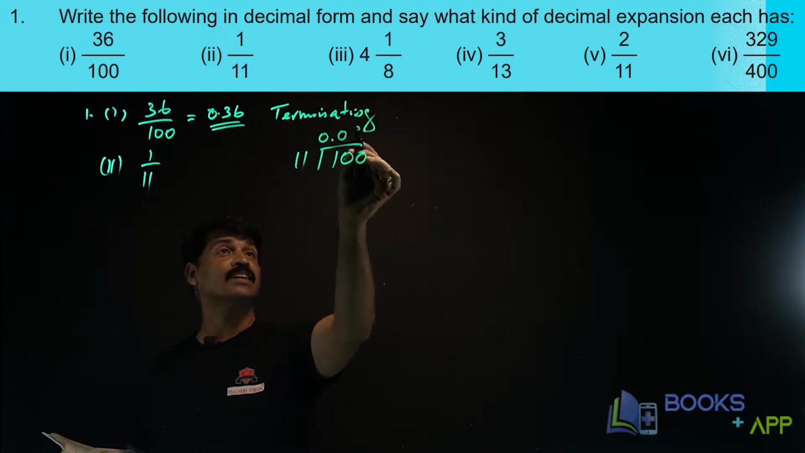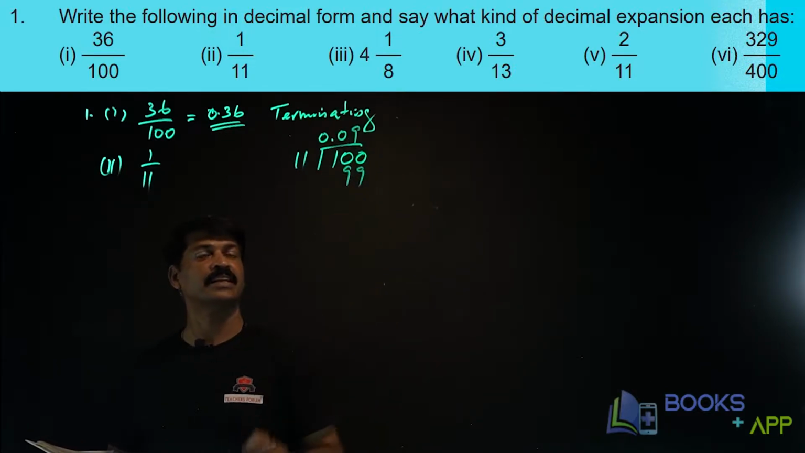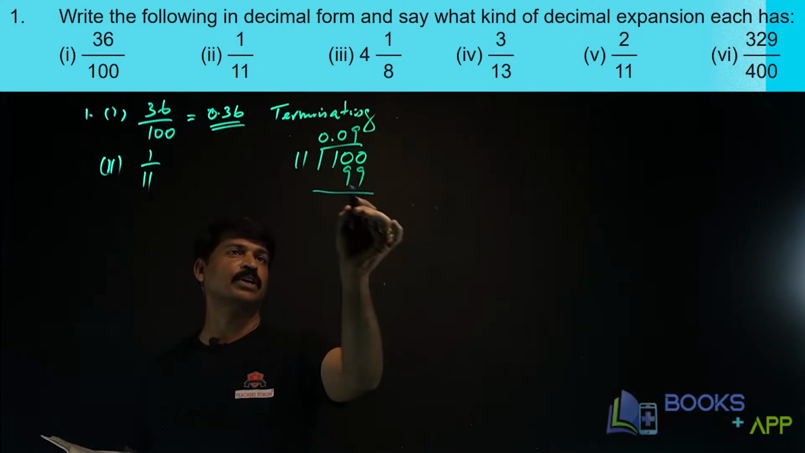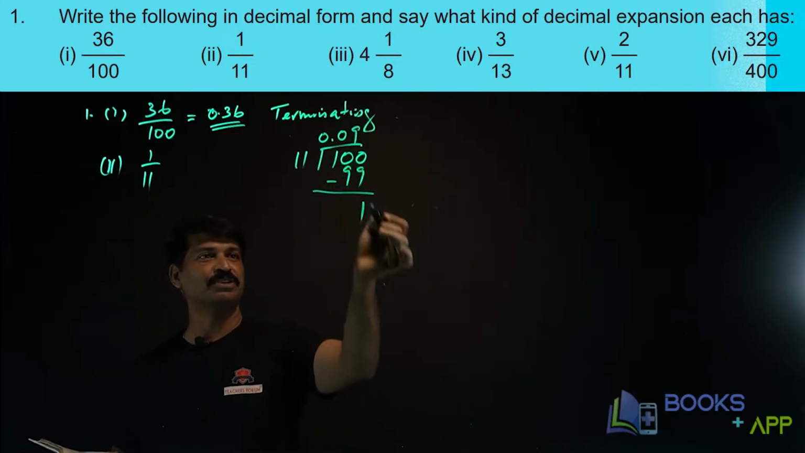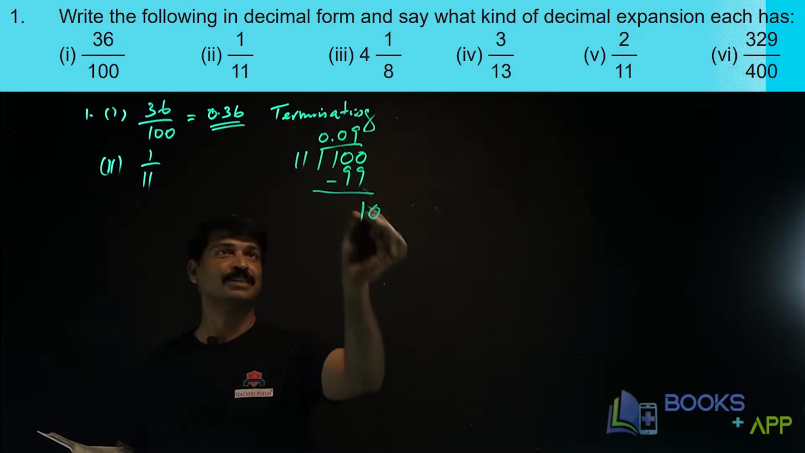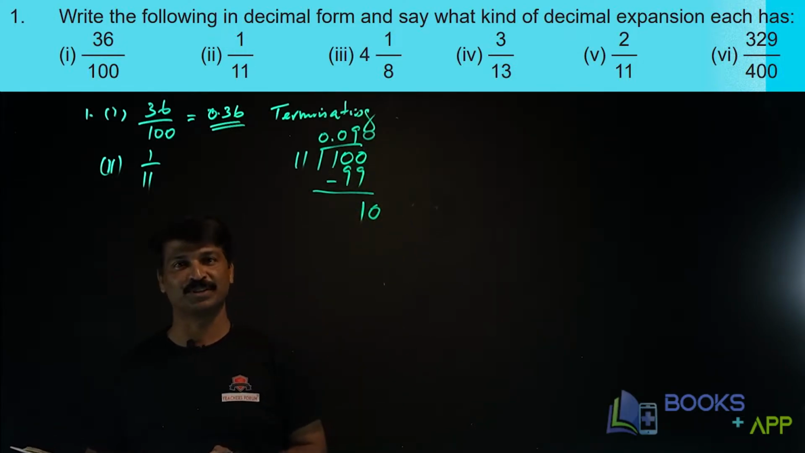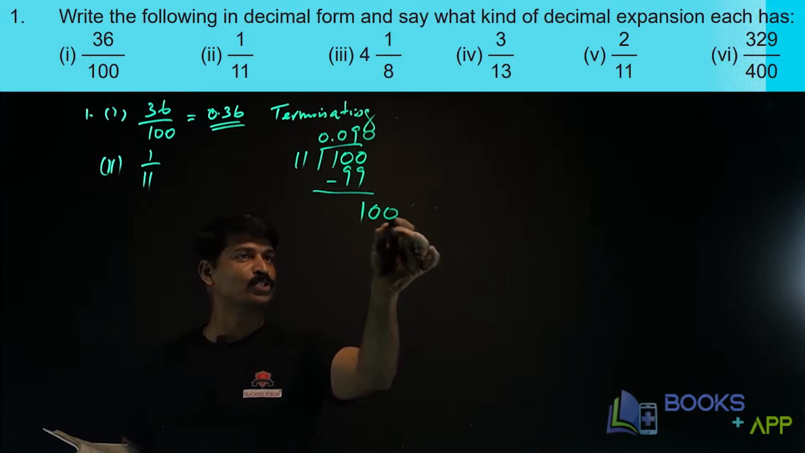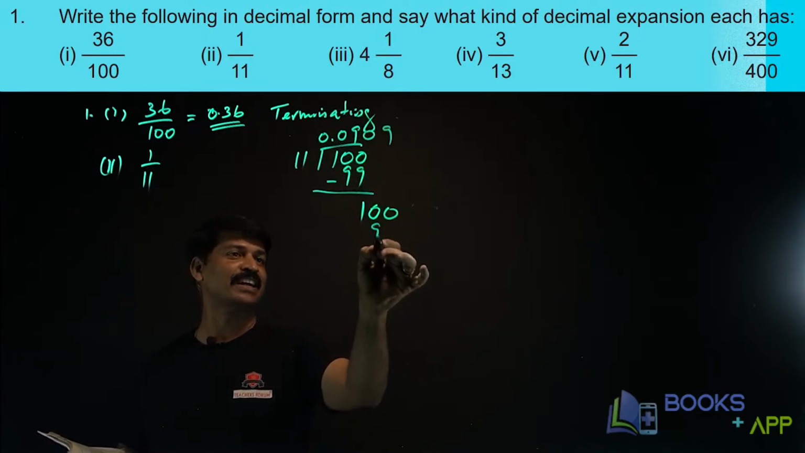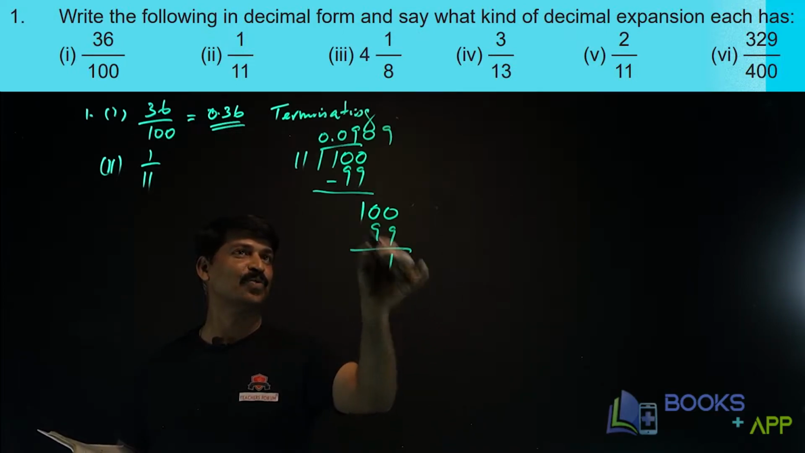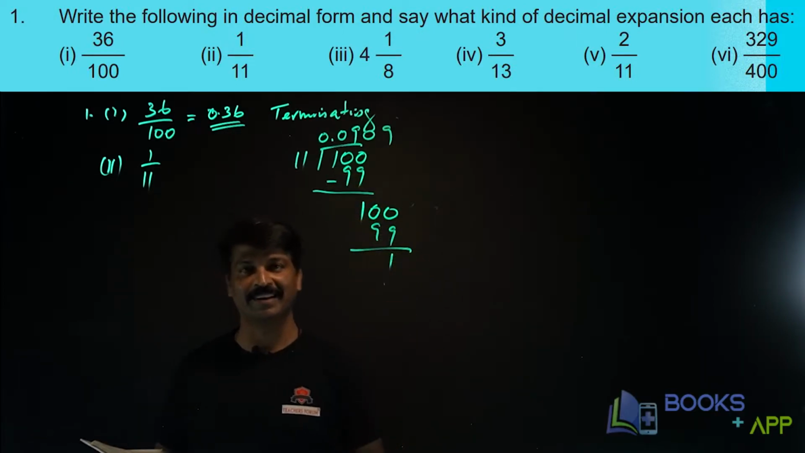9 11s are 99. So when you subtract, what do you get? You get 1 again. If you get 1 again, you have to put a 0. Is it possible? No. You have to put another 0 here. Now write one more 0. What is the answer? 100. So again you get 9 11s are 99. Again you get 1. You see, 1 you are getting repeatedly.